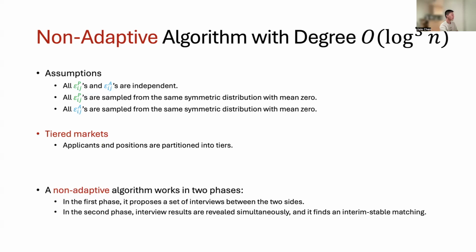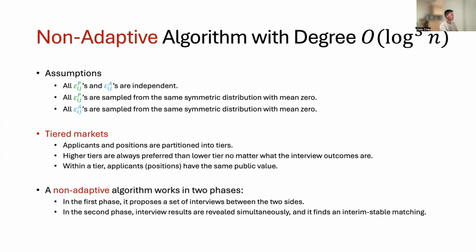In a tiered market, applicants and positions are partitioned into tiers. Higher tiers are always preferred to lower tiers, no matter what the interview outcomes are. And within a tier, applicants or positions will have the same public value. The details of the non-adaptive algorithm can be found in section 3 of our paper.